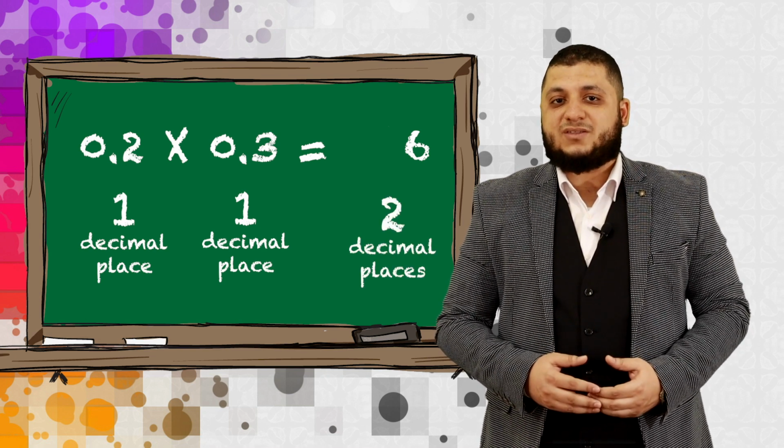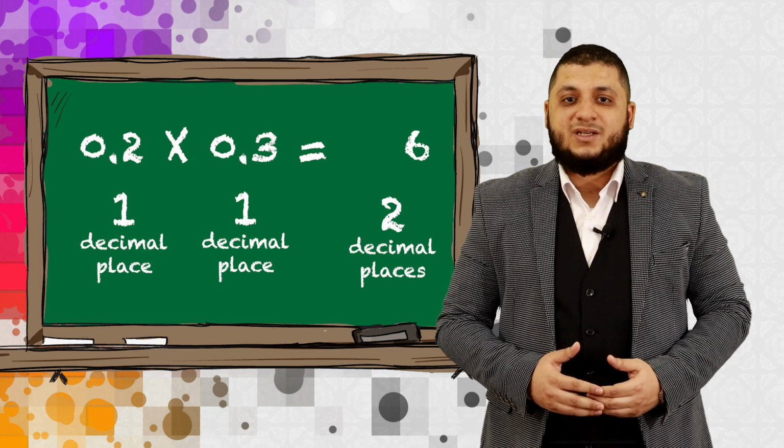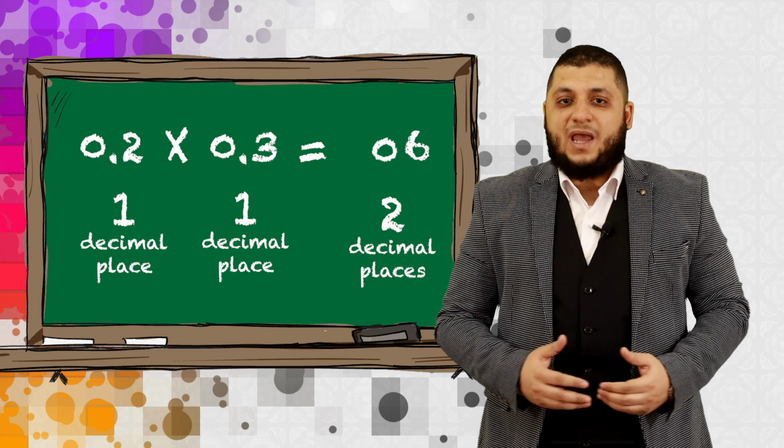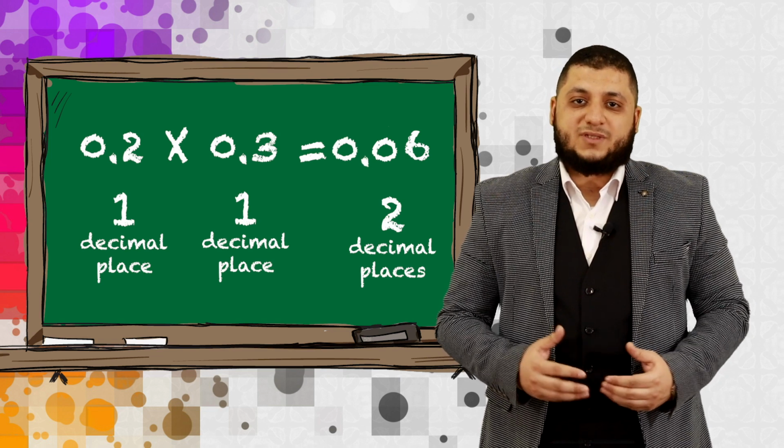Now count from the right 2 digits. But here we have just 1 digit, 6. So we can't place the point yet, so we put 0. Now we have 2 decimal places. The result would be 0.06.